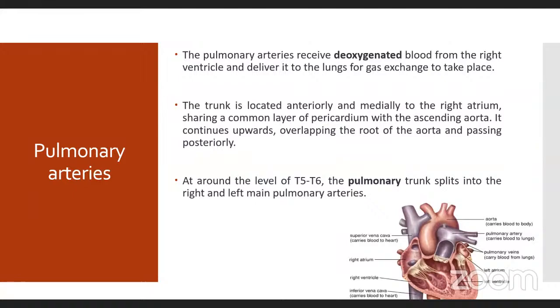At around the level of T5, T6, the pulmonary trunk splits into the right and left main pulmonary arteries. The left pulmonary artery supplies blood to the left lung, bifurcating into two branches to supply each lobe of the lung. The right pulmonary artery is the thicker and longer artery, supplying blood to the other side.